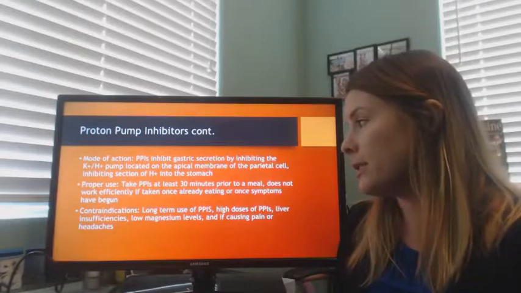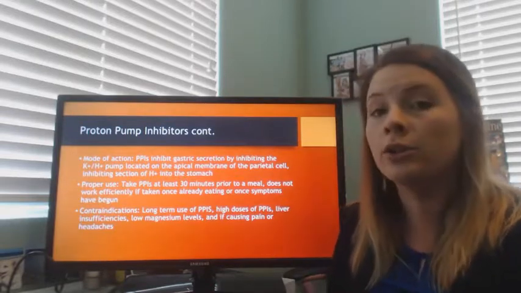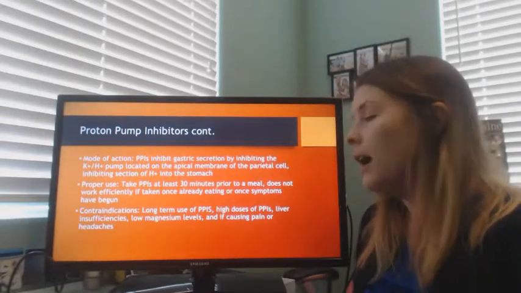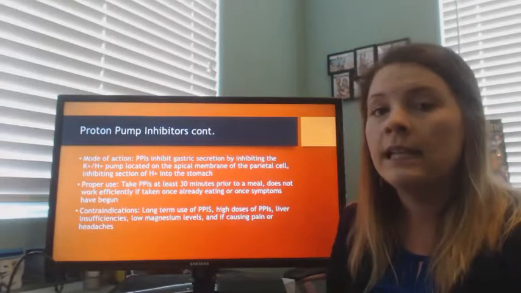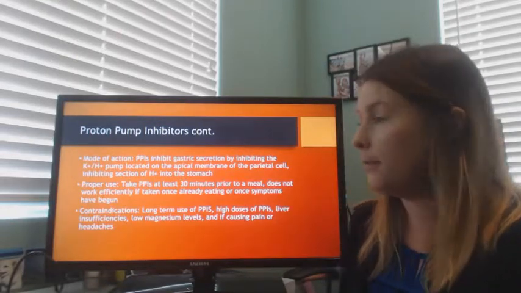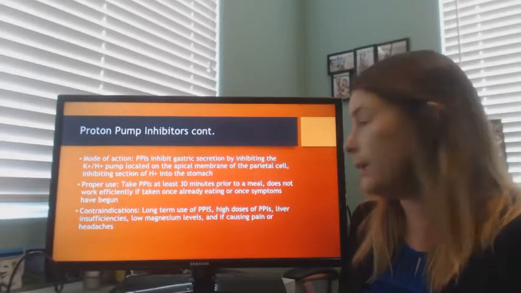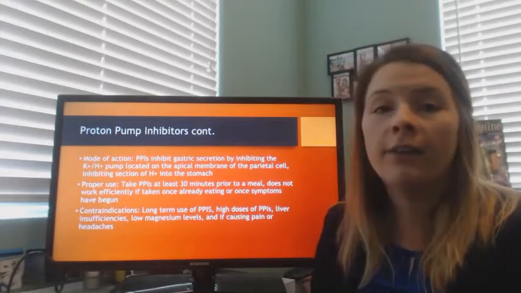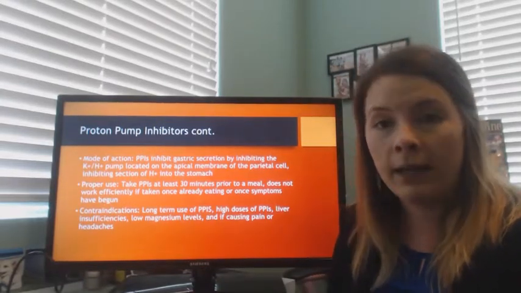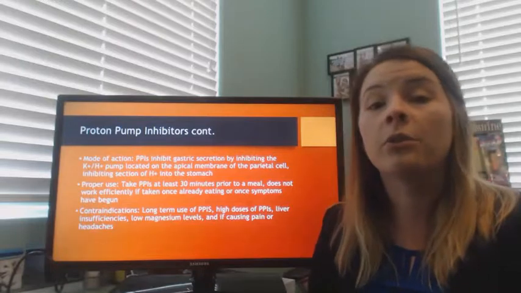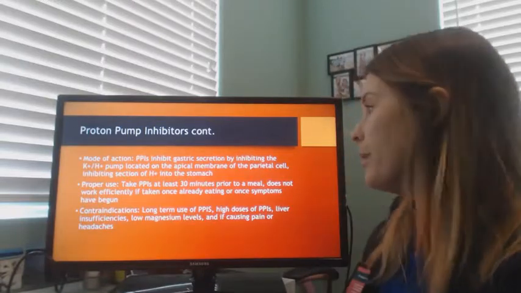Some contraindications of these medications include long-term use of PPIs, high doses of PPIs, liver and kidney insufficiencies, and low magnesium levels. If the long-term use is causing things like pain and headaches, consult with your doctor and possibly have a change of medications.